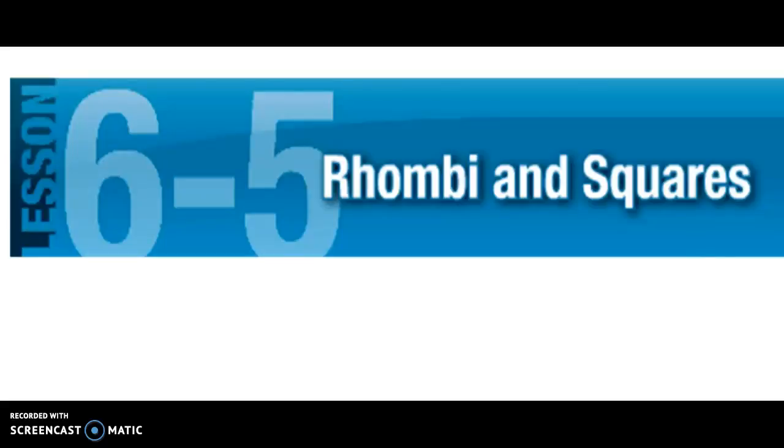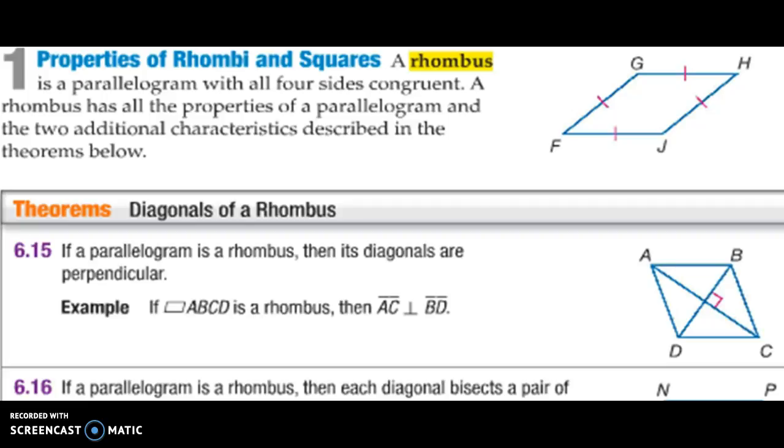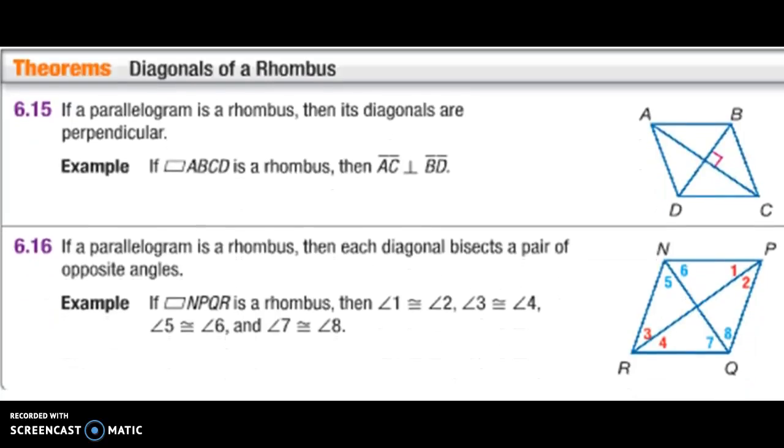Today we're going to be talking about lesson 6.5, which is on rhombi and squares. So what is a rhombus? It's a parallelogram with four sides that are congruent. And it has all the properties of a regular parallelogram, along with these two theorems we have here.